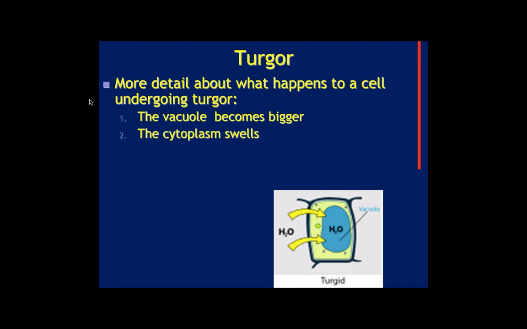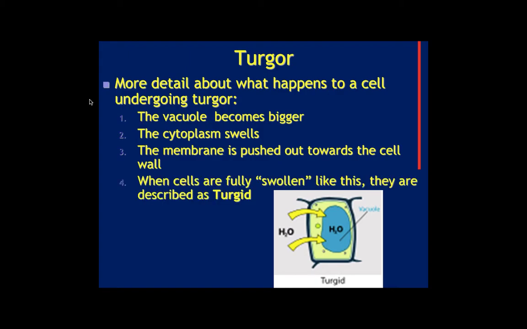Your cytoplasm swells, it's literally full of liquid, and the membrane is pushed out towards your cell wall. And your cells, when they're fully swollen, are described, as we've said, as turgid. So this all happens because water moves into the cell. That's the underlying thing that is bringing about turgidity.